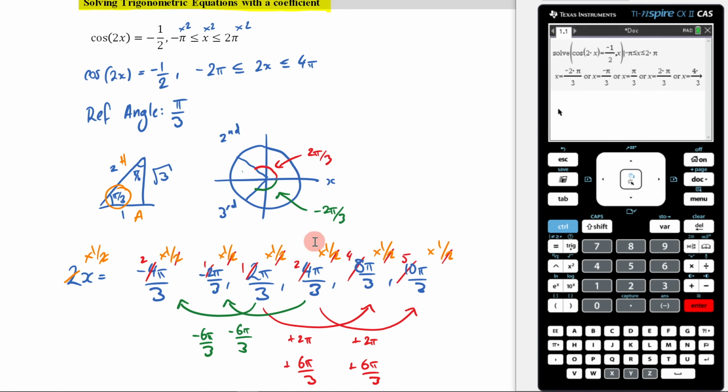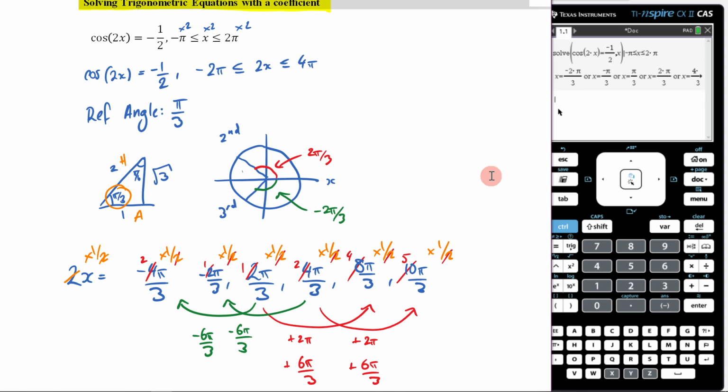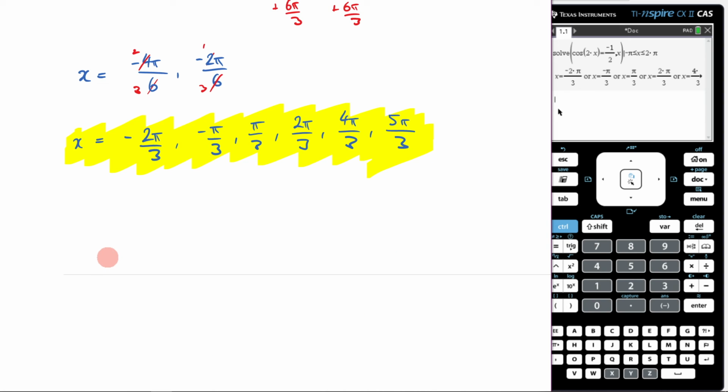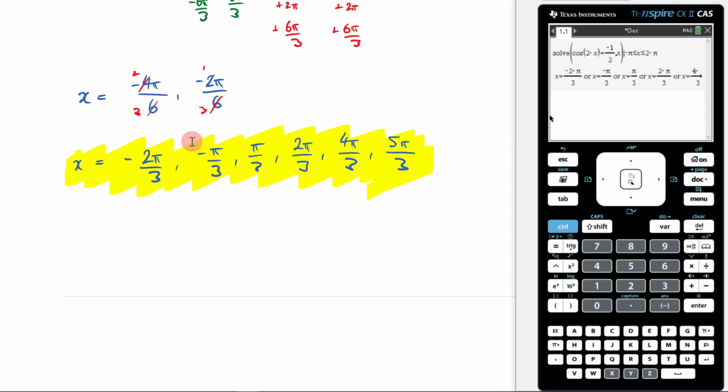Our answers are, now let's come down here so we can look at our answers as well. There they are. All right, negative 2 pi on 3, negative pi on 3, pi on 3, 2 pi on 3, 4 pi on 3, 5 pi on 3, and that's it. So that's how it works. That's how you do it.